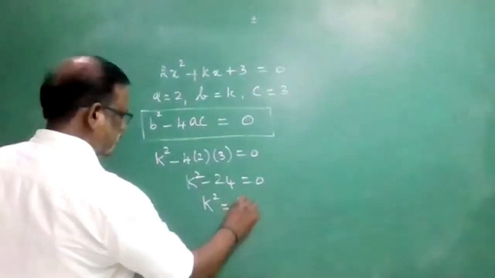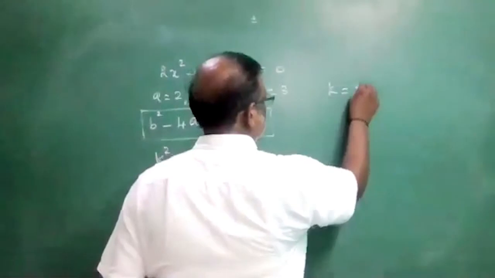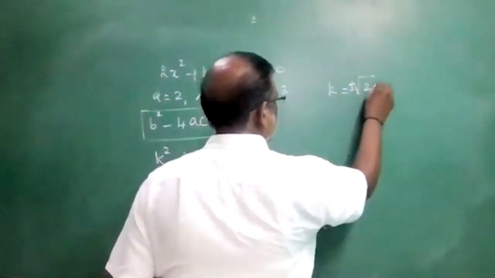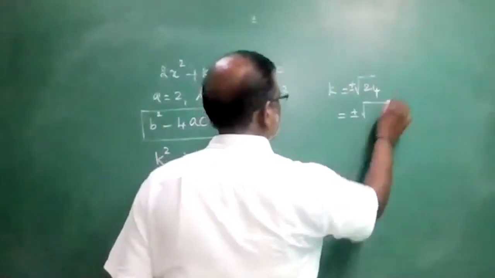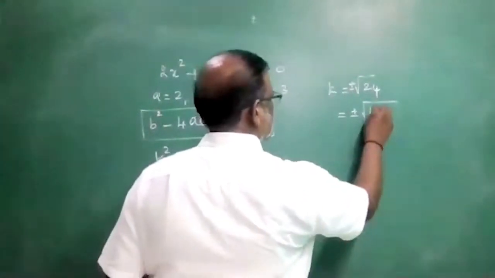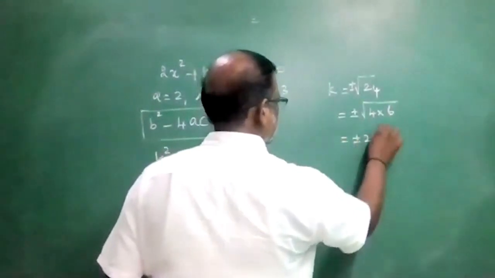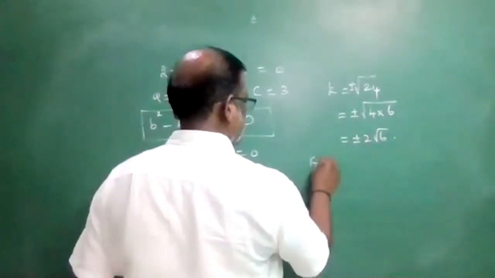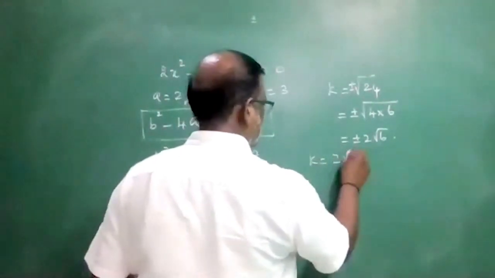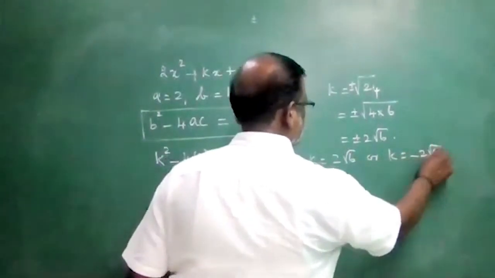K square is equal to 24. And therefore, I write k is equal to plus or minus square root of 24. It is 4 6s, so it is plus or minus 2 root 6. So k is equal to 2 root 6 or k is equal to minus 2 root 6.